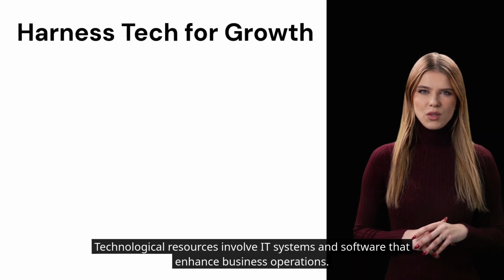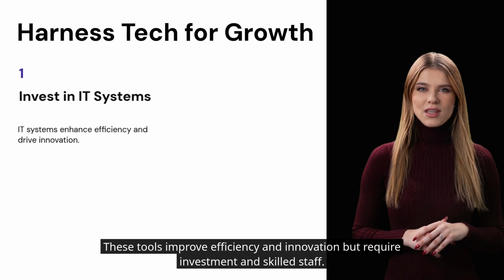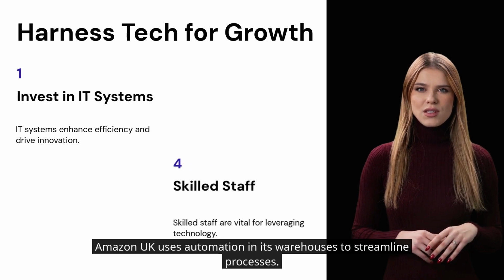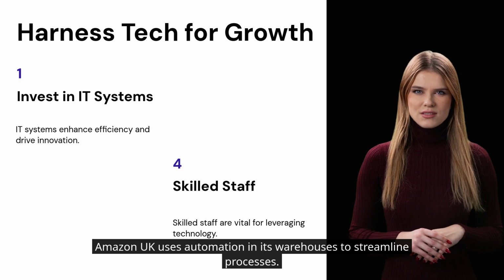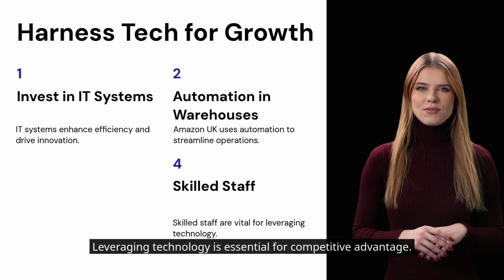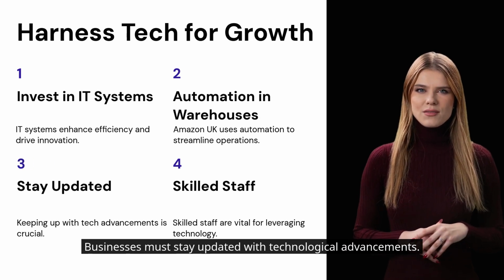Technological resources involve IT systems and software that enhance business operations. These tools improve efficiency and innovation, but require investment and skilled staff. Amazon UK uses automation in its warehouses to streamline processes. Leveraging technology is essential for competitive advantage. Businesses must stay updated with technological advancements.